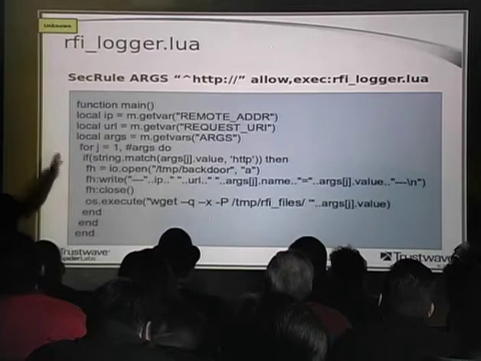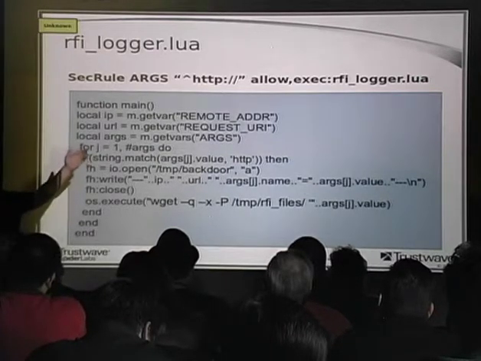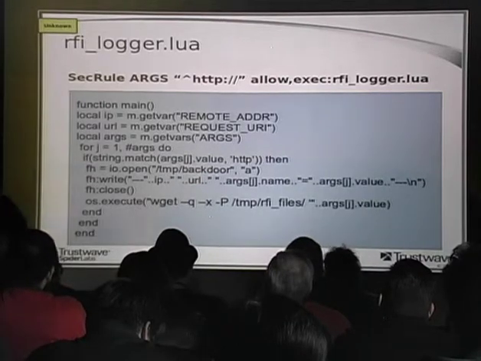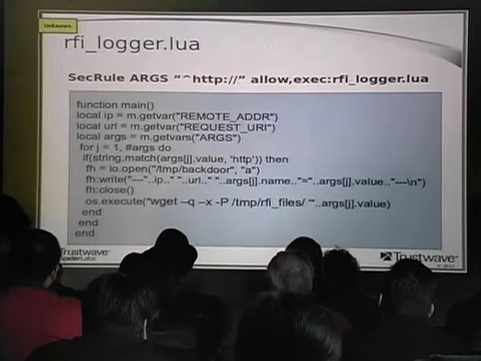So the second rule here is simple. If the argument begins with HTTP, that looks pretty bad for most cases. I actually want you to allow the request, but execute this RFI logger script.